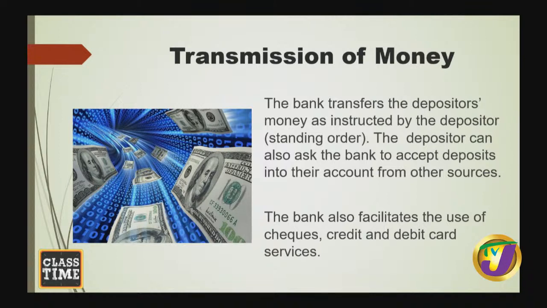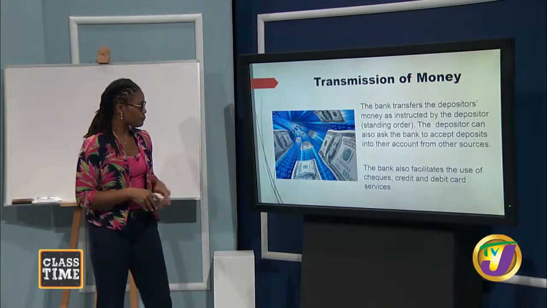Now, the depositor can also ask the bank to accept deposits into their accounts from other sources. And you know, with technology now, someone can go to the ATM and lodge money to your account. They can lodge money from the comfort of their homes using online banking, right? Now, the bank also facilitates the use of checks. Of course, we talk about the checking account, the current account. The credit and debit card services are also offered by commercial banks.